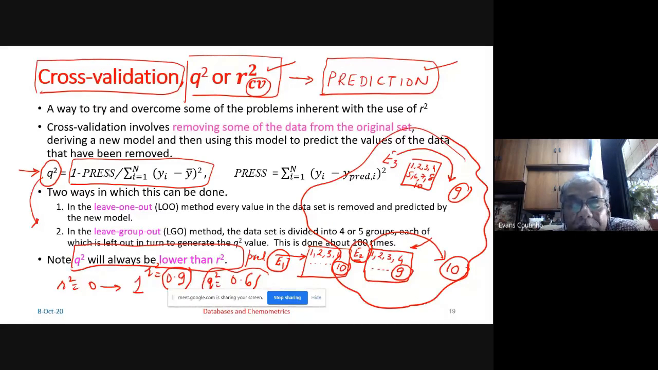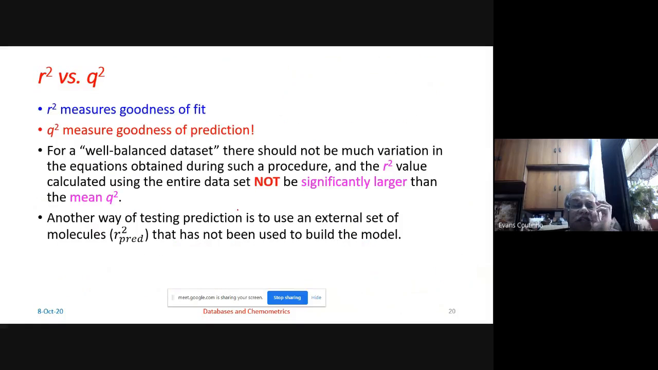So should I be happy or not with this value? This is the goodness of fit: 90% of the molecules have fitted well in the model. 60% of the molecules, their activities have been predicted well. 40% of the molecules, the activity has not been predicted well. Should I be satisfied with this model or not? The answer to this is in the next slide.